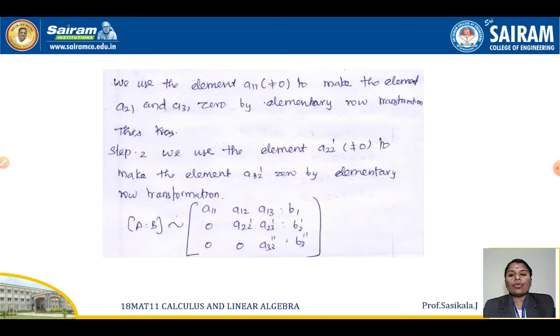Now again, we use the element a11 to make the elements a21 and a31 equal to 0. At the same time, the first element should not be equal to 0. If it is 0, what do we have to do? We need to interchange the rows.